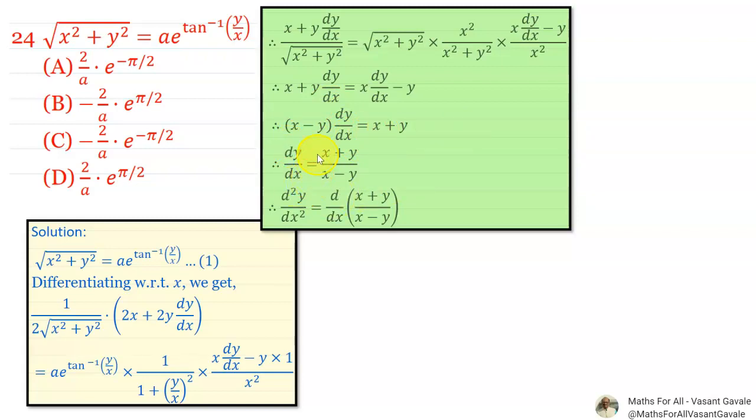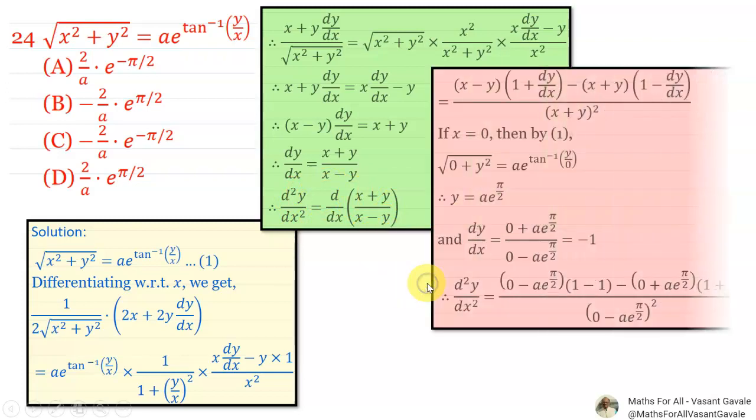Therefore, dy by dx is equal to (x plus y) upon (x minus y). Now next, differentiate this with respect to x. d2y by dx square is equal to d/dx of (x plus y) upon (x minus y). Here we apply the quotient rule: (x minus y) into the derivative of (x plus y), which is 1 plus dy by dx, minus (x plus y) into the derivative of (x minus y), which is 1 minus dy by dx, upon (x minus y) whole square, at x equal to 0.